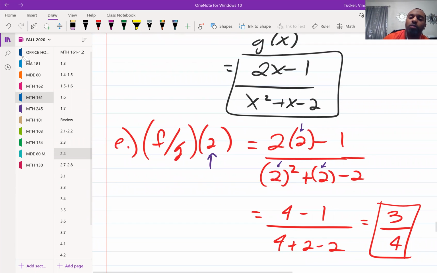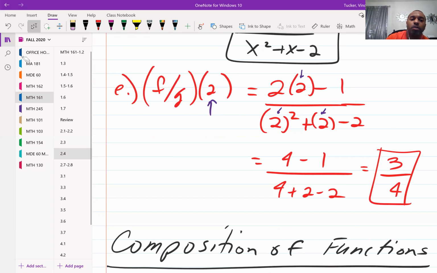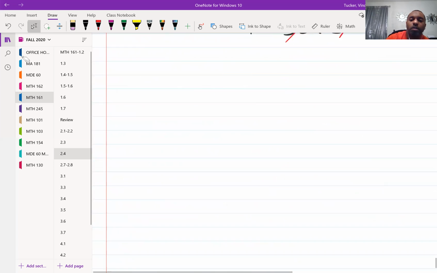So it'd be 2 times 2 minus 1 over 2 squared plus 2 minus 2. And that'll be 4 minus 1 over 4 plus 2 minus 2. So that will simplify to 3/4. All right, any questions? Let's see, I think we have just this, and yep, that'll be it.